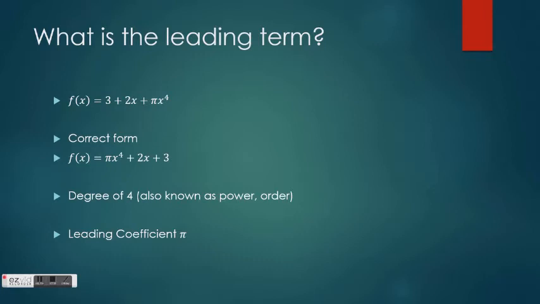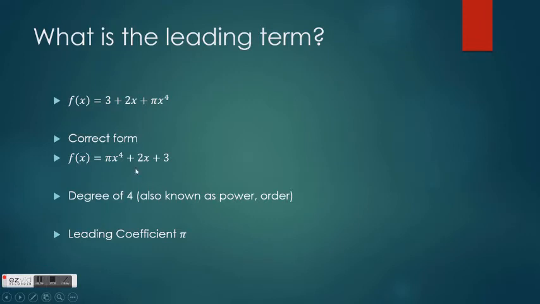But if we look at this first example, 3 is not our leading term, because we also have a correct form of writing a function, which we can see right here below it. So we have f of x equals pi x to the fourth plus 2x plus 3. Well, what's now in the front? Pi x to the fourth, which right there is our leading term.